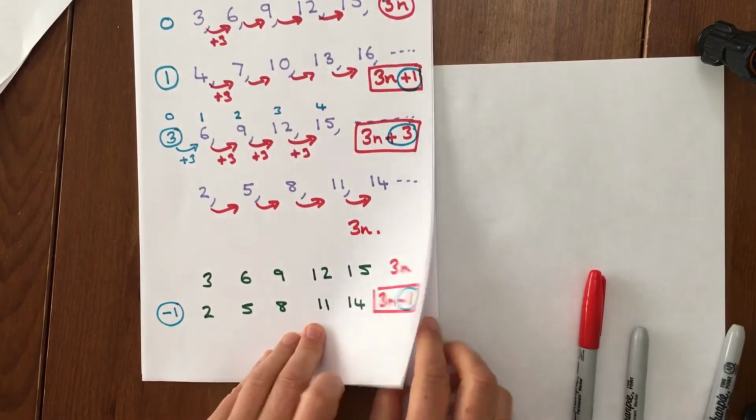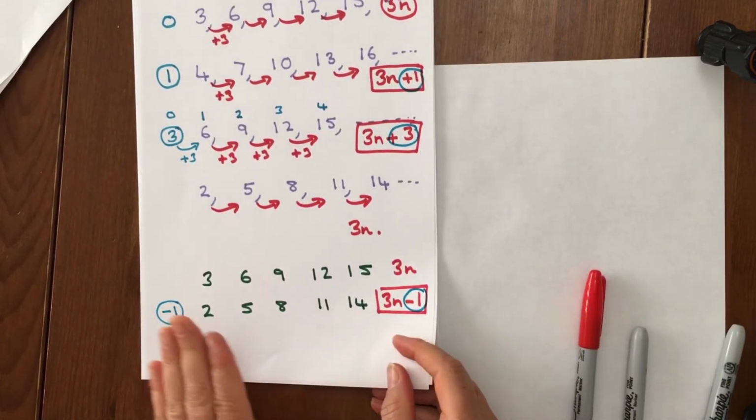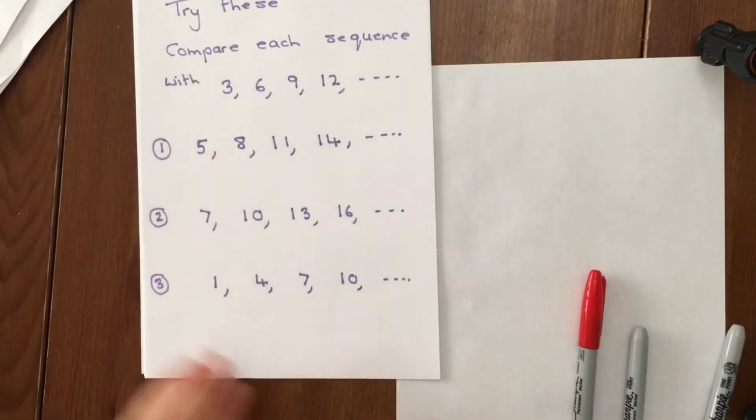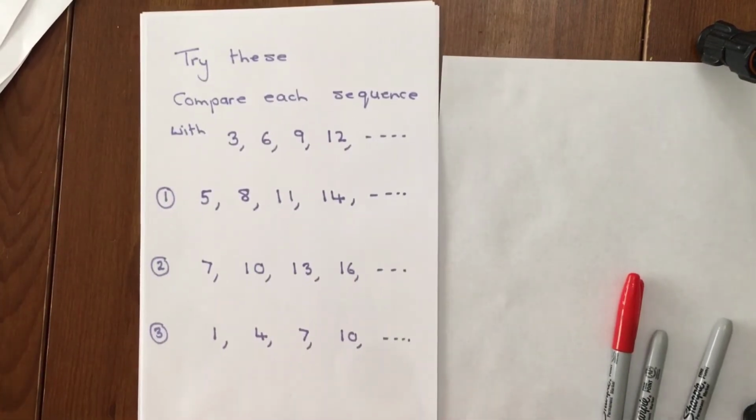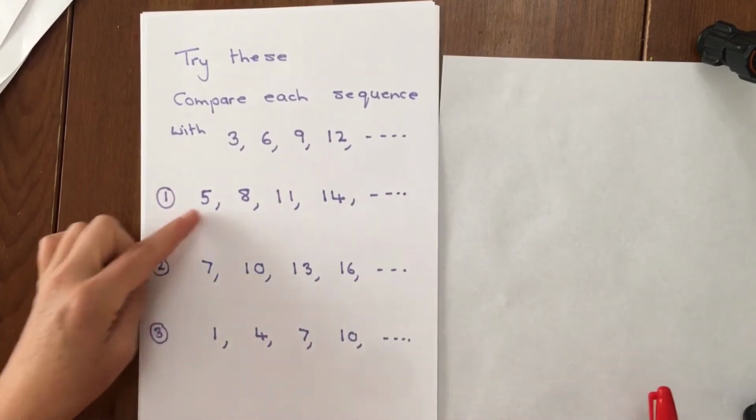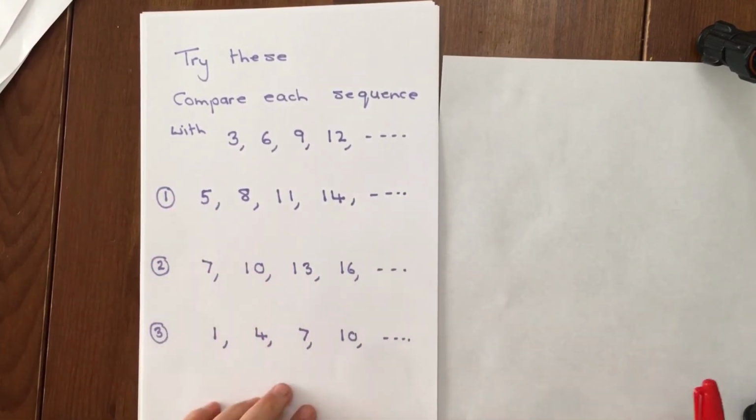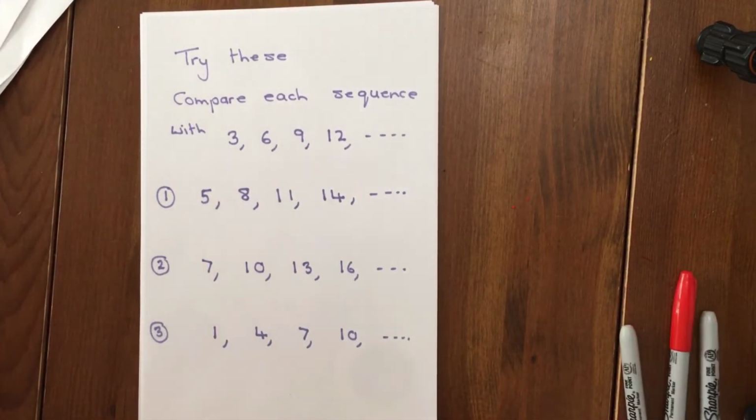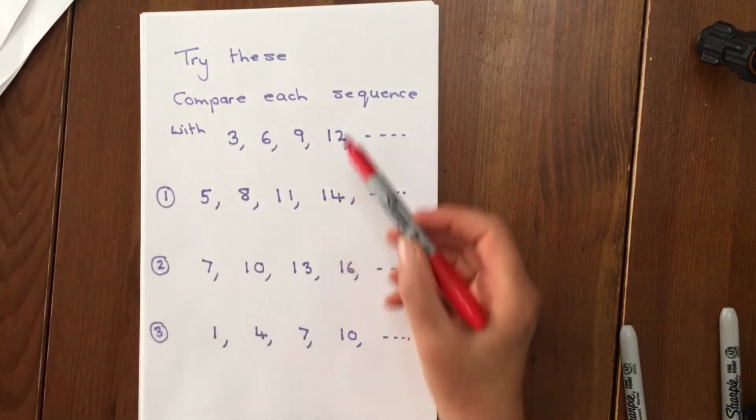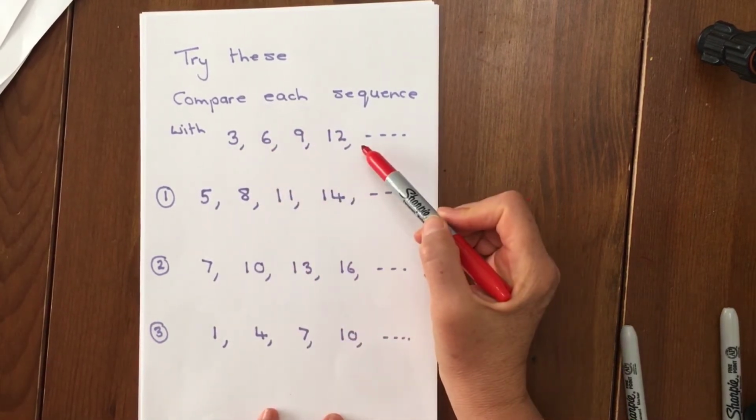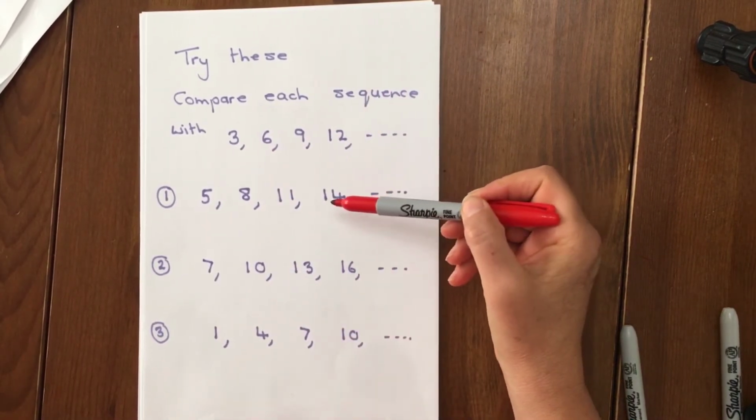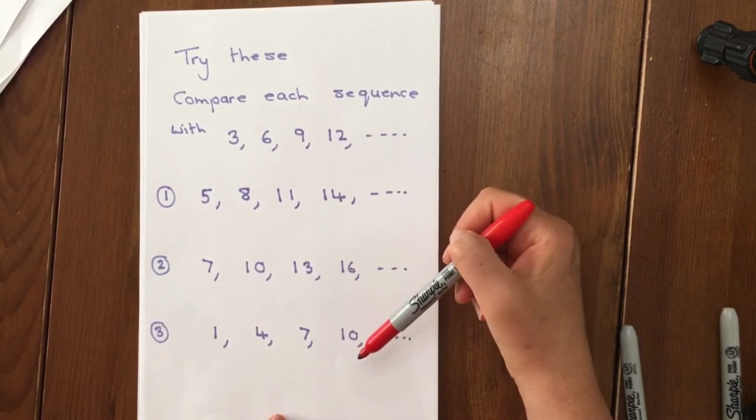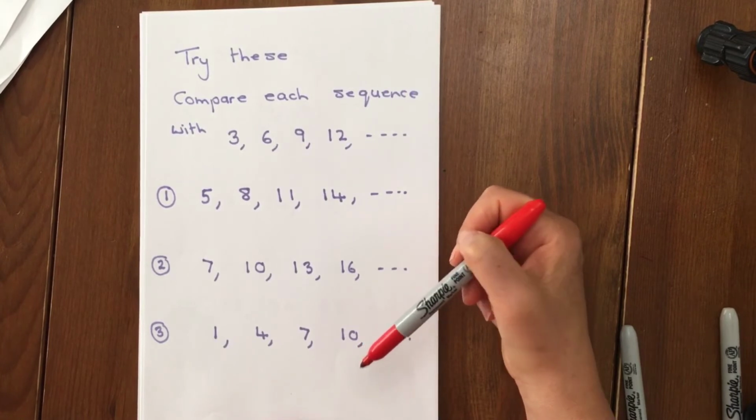Right, so well done if you understand that completely. I'm going to go through a few more with you now. So, all of these sequences are going up in threes. So to get the nth term, what we do each time is we need to compare it to this sequence. So I want you to have a go at these 3 questions, and then I'll go through each of them with you. So pause the video and have a good go.